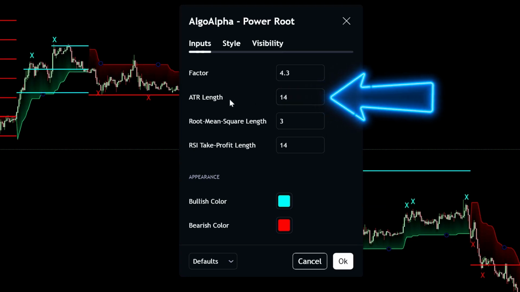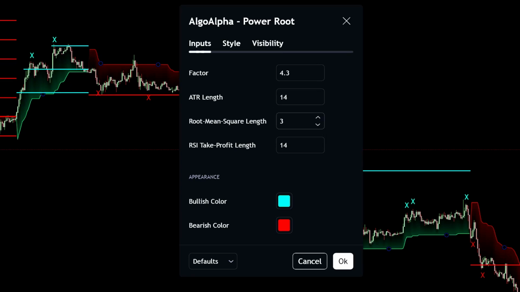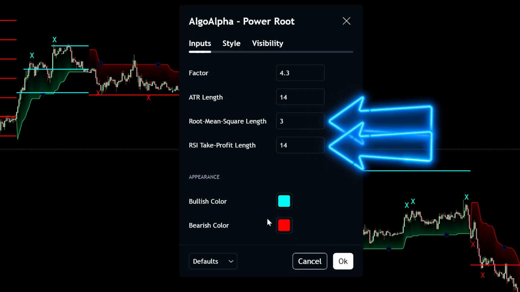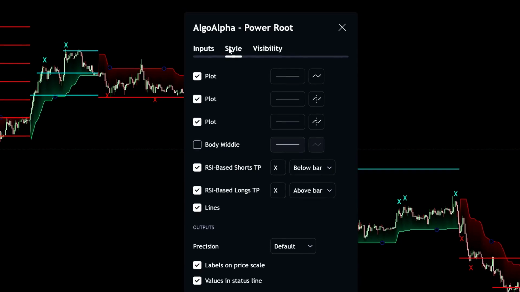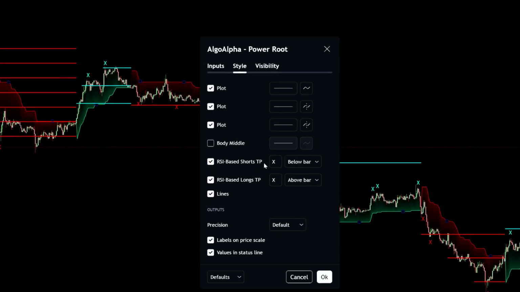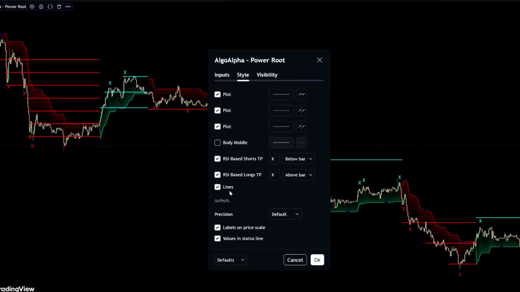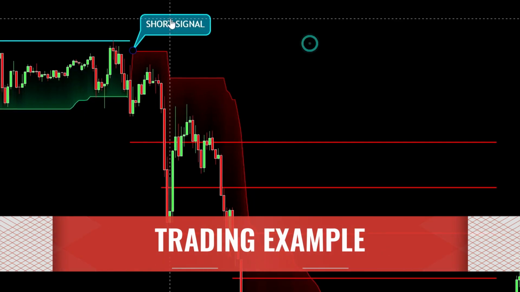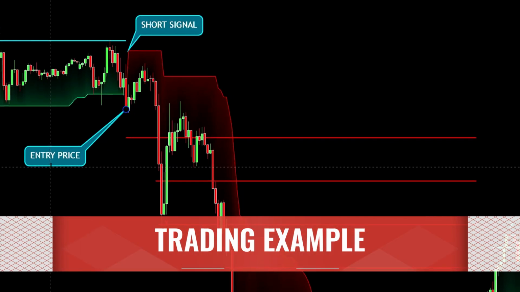Don't worry about the root mean square and take profit length settings. They're good to go with their default values. Feel free to customize the indicator's appearance by changing the bullish and bearish colors. This is purely for your personal preference and won't affect the performance of the indicator. As you can see, the Power Root SuperTrend does a fantastic job of revealing buy and sell signals.